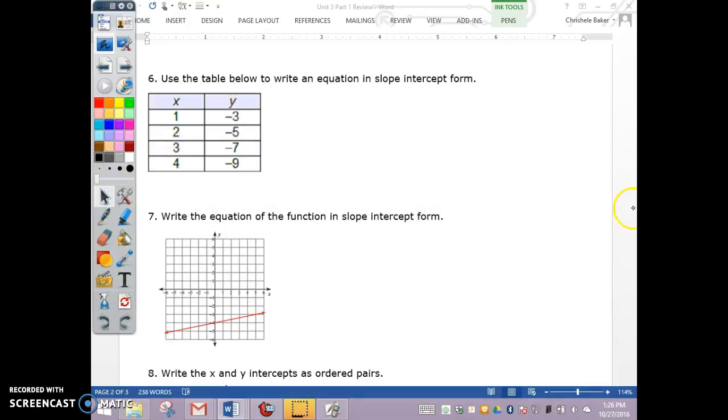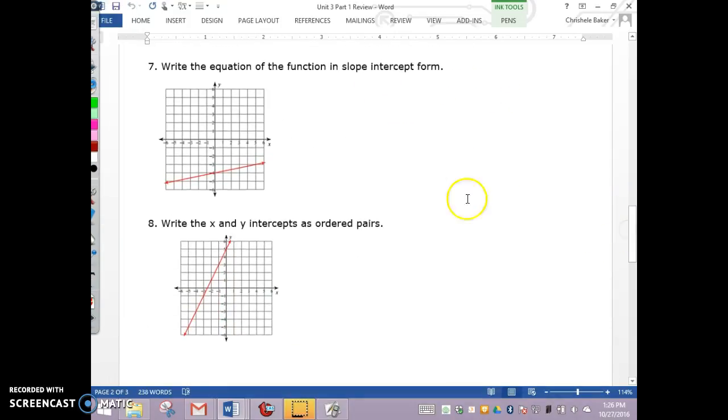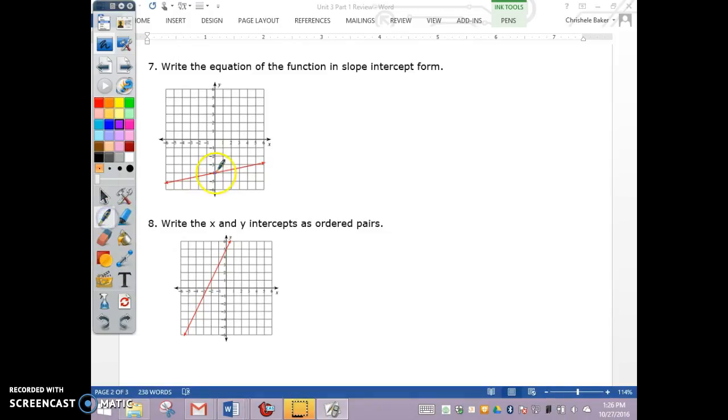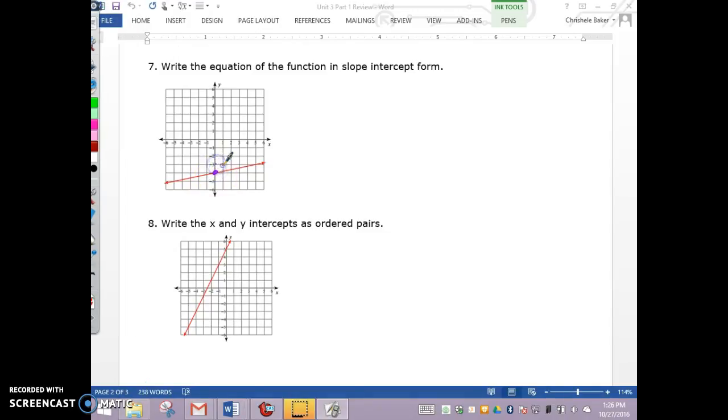Again, slope-intercept form, so I'm going to take my slope and take my y-intercept up 1, 1, 2, 3, 4, 5. My slope is 1/5. My y-intercept is -4. Writing x and y-intercept as ordered pairs. Remember, x-intercept has a y of 0. Y-intercept has an x of 0.